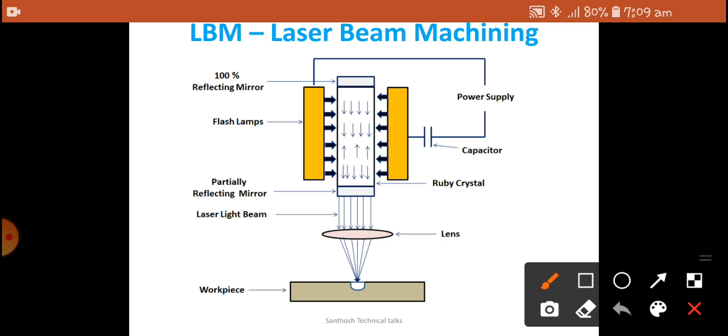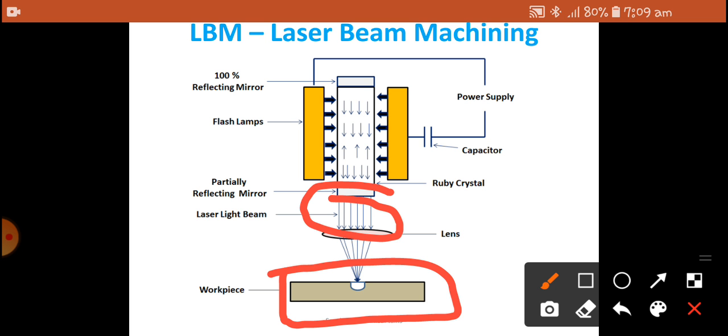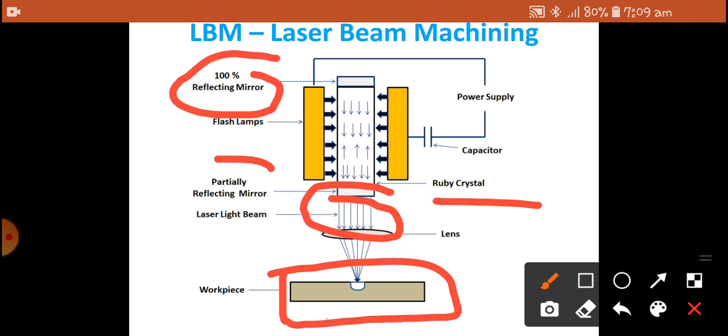Here the laser beam is produced and concentrated on the workpiece material, and melting and vaporization are used. For producing the laser, a ruby crystal is used. The ruby crystal is covered with a 100% reflecting mirror as well as a partial reflecting mirror. So the ruby crystal will produce laser in a scattering form.